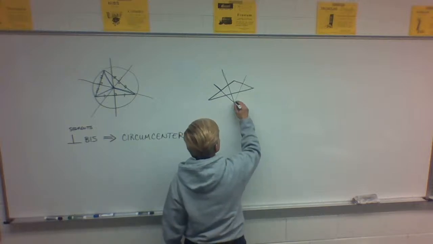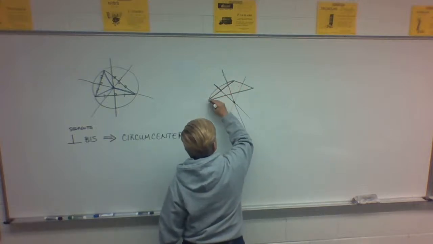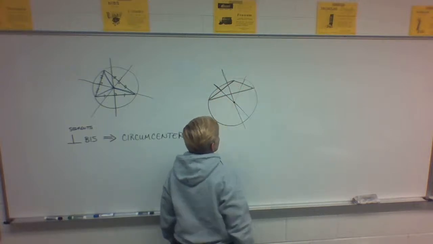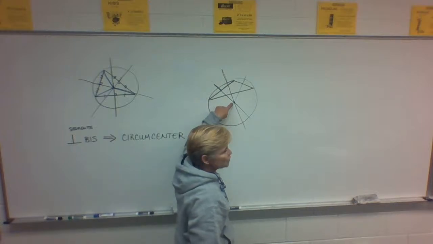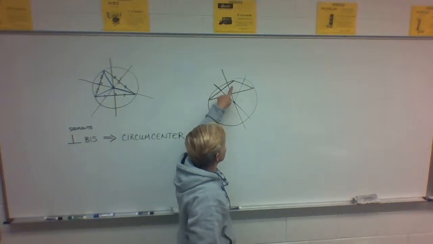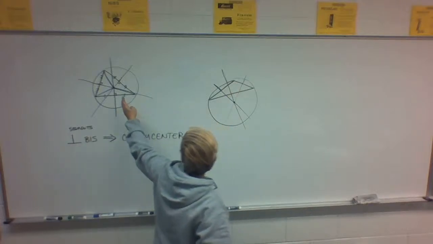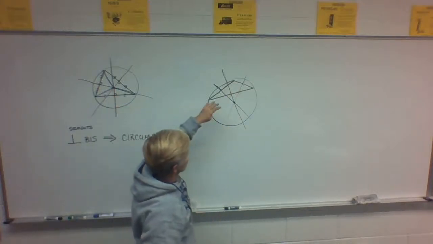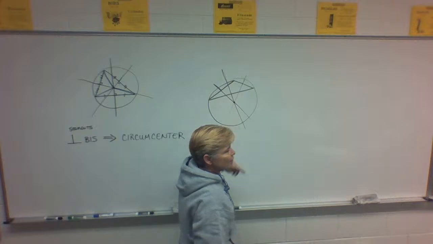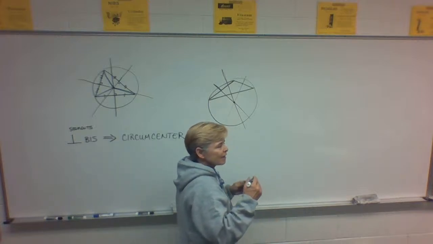What that means is that your circle looks something like this. Sorry, that's really crappy, but that's what it means. It's still the center of the circle. It just happens to be outside the triangle because it's obtuse. Now watch what happens. We looked at an acute one and the circumcenter was inside. We looked at an obtuse one and the circumcenter was outside. What do you suppose will happen if I have a right triangle?